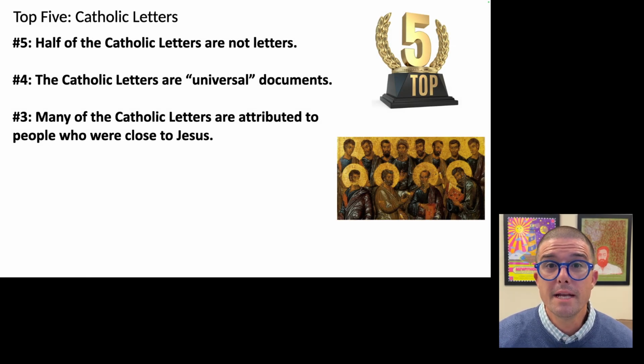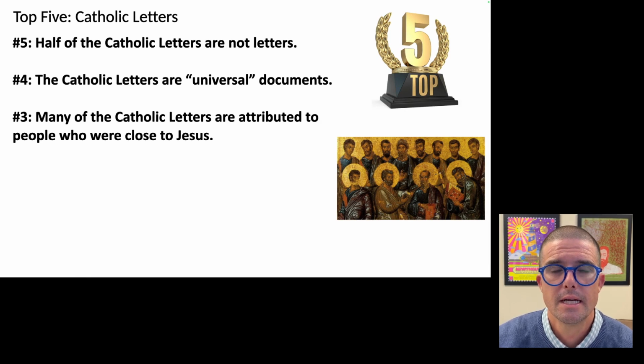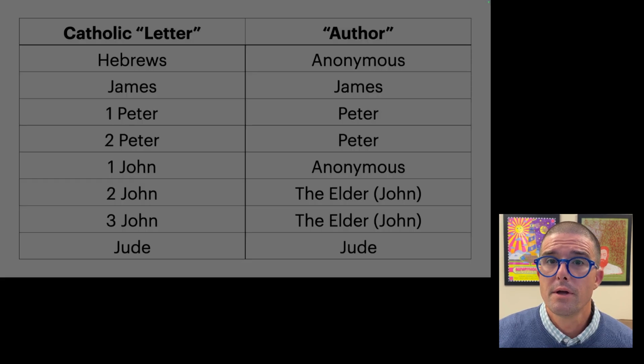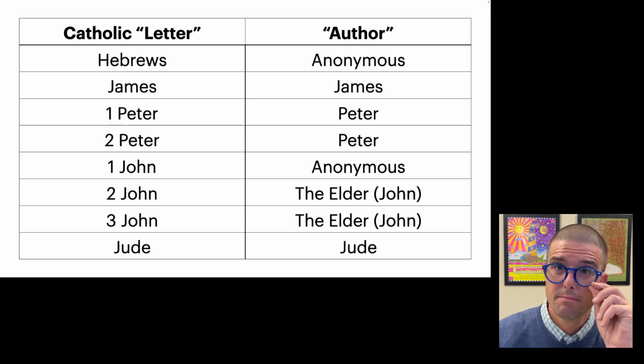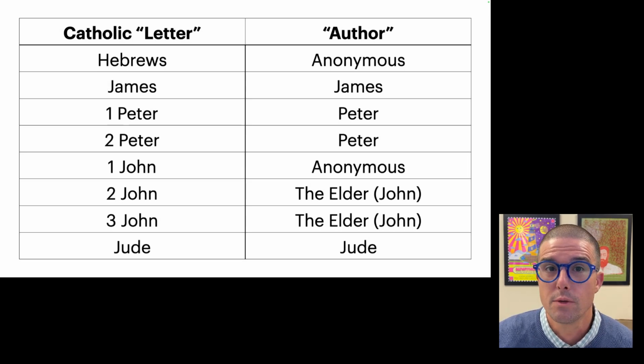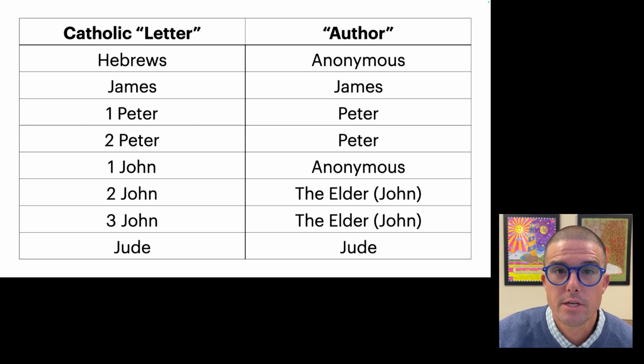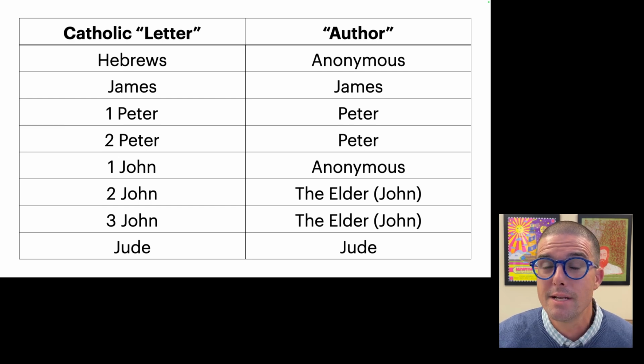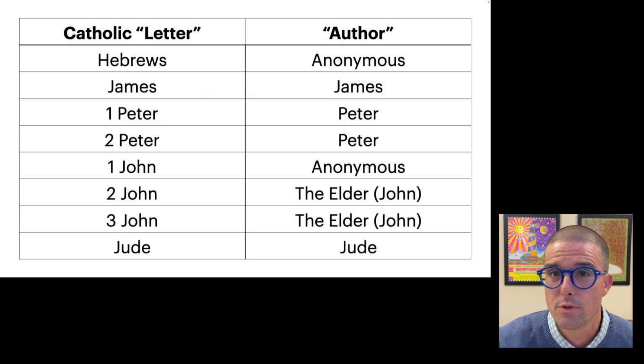Number 3. Many of the Catholic letters are attributed to people who were close to Jesus. In the Gospels, Peter, James, and John are the 3 disciples who are in Jesus' inner circle. They're present at key moments in Jesus' ministry, such as the Transfiguration, where they witness Jesus in his glorified state alongside Moses and Elijah. They're also with Jesus during significant events like the raising of Jairus' daughter and in the Garden of Gethsemane during his agonizing prayer before his arrest.